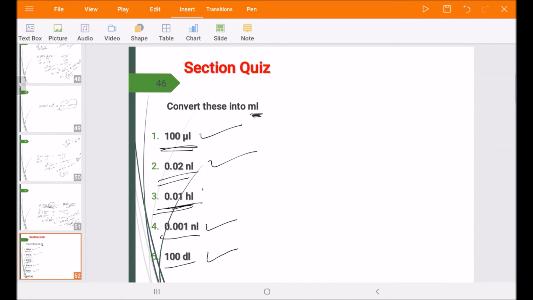Convert this microliter into milliliter.